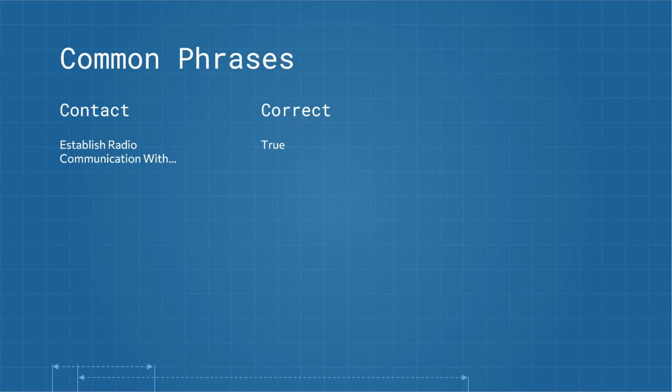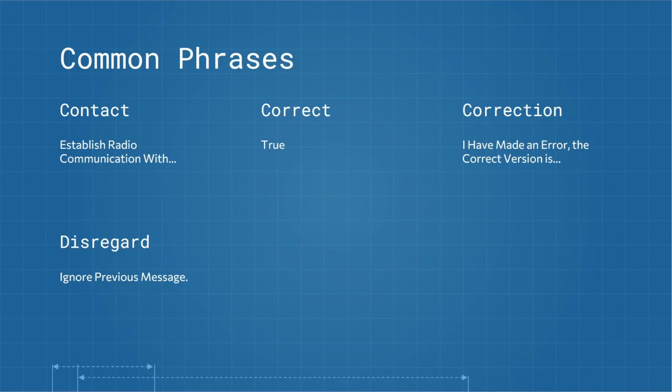Here is a handy phrase for you to know when starting out. Correction. If you make a mistake in a radio transmission, this is how you correct yourself. Climb flight level 030. Correction, climb flight level 040. Another useful phrase for beginners is disregard. If you realize partway through a transmission that you have made a massive mistake or said the wrong thing, just say disregard.